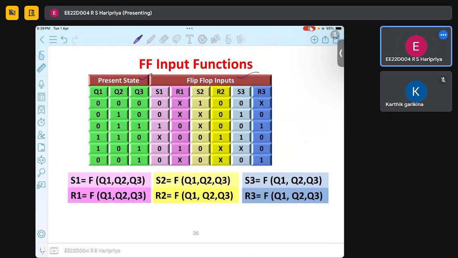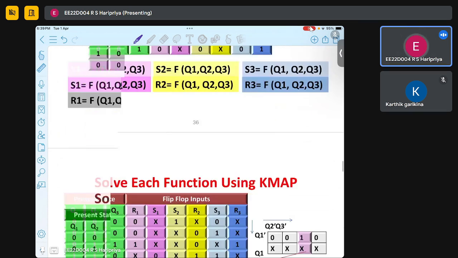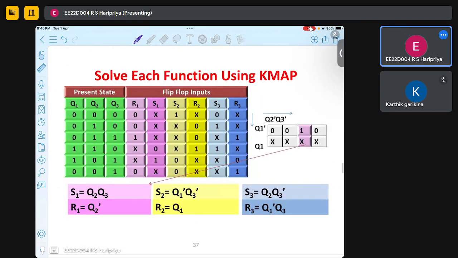Now again, we will have equations. For this we will need one K-map, for this 2, 3, 4, 5, and 6. So in total we need 6. We have to draw 6 K-maps, simplify, and get 6 equations. These are the equations. Let's say for example, here they have shown the simplification for S1, which is this one.